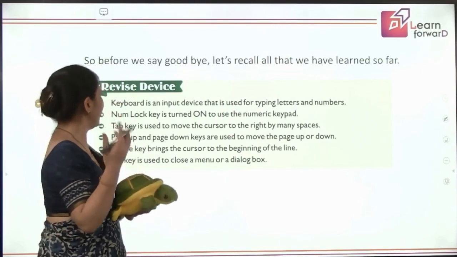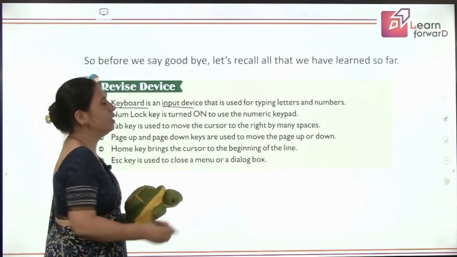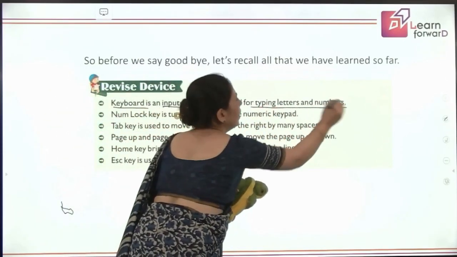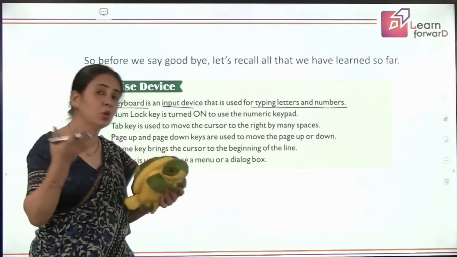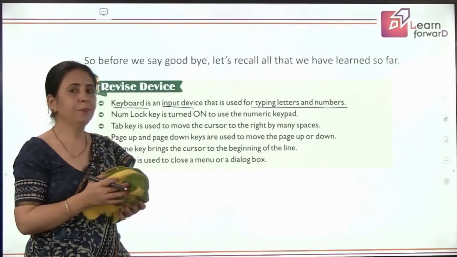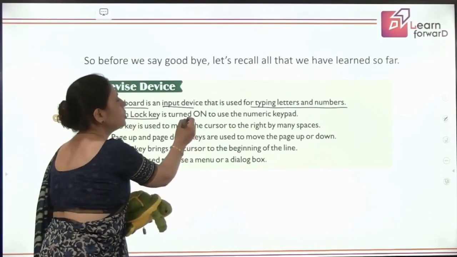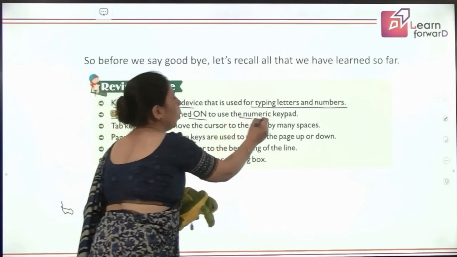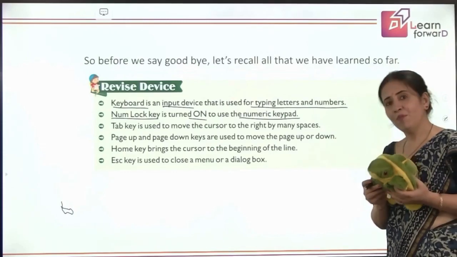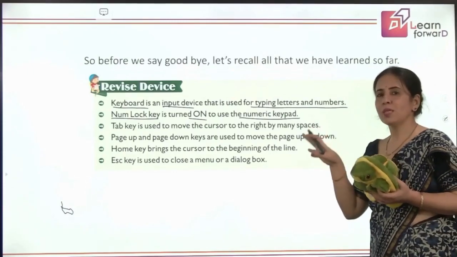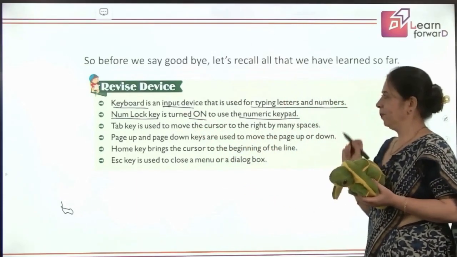Okay, so let's revise. What is a keyboard? It's the input device which is used for typing different things. It could be letters, it could be numbers, it could be special characters as well. And there is a numlock key. If it is turned on, we always use it as a numeric key. So every time you want to use the number pad, make sure you turn your numlock on, right?